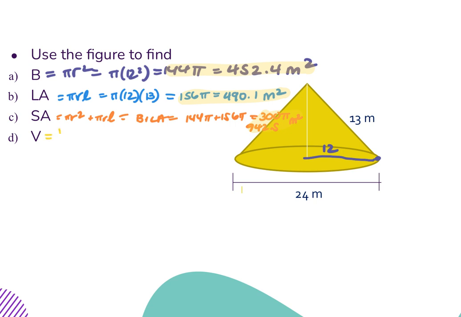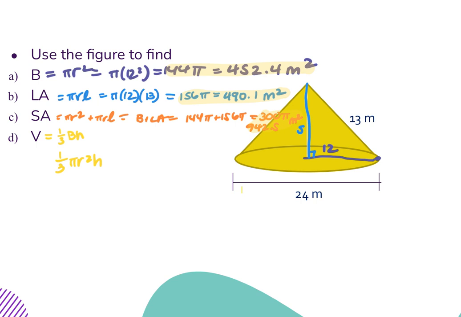And then volume is 1/3 base area times the height, or 1/3 pi r squared h. This time I have the base area. What I'm missing is the height. What can I do there? That's a triangle: the height, the 12, and the 13. What's the missing side? 5. Good. Triple 5, 12, 13.